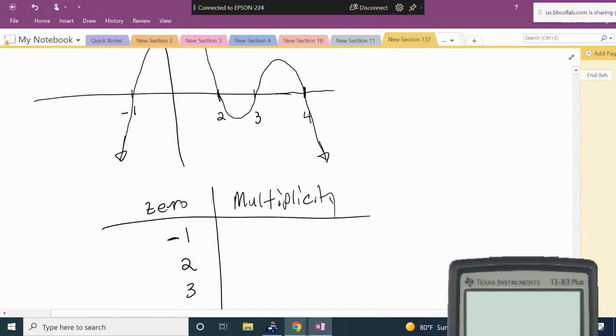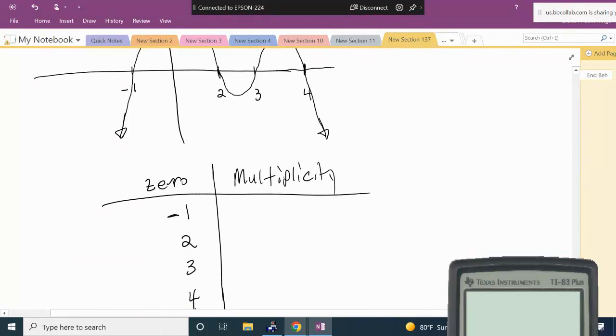And then for the multiplicity, you just want to keep in mind here that if it crosses the x-axis, the multiplicity is 1. But if it bounces and turns, the multiplicity is 2. And we'll see one that actually bounces and turns in a second. So as we take a look at this one, notice that at -1, it crosses through nicely, so the multiplicity is 1. At +2, it crosses through nicely, so the multiplicity is 1. And the same thing happens for 3 and 4.